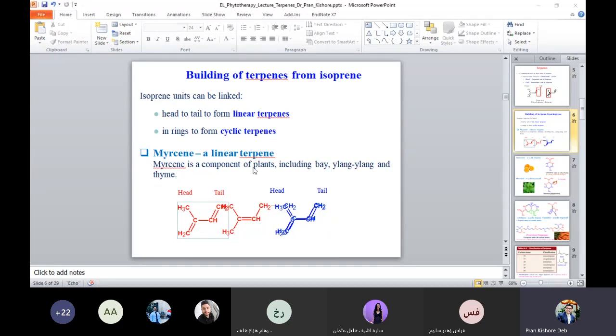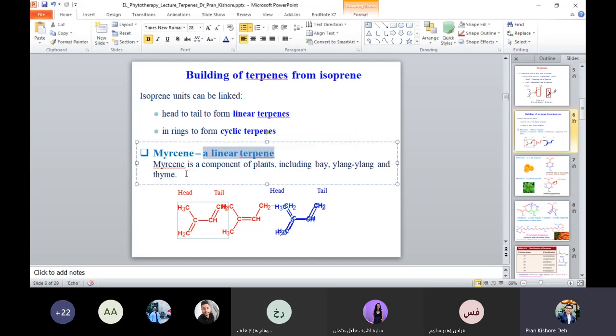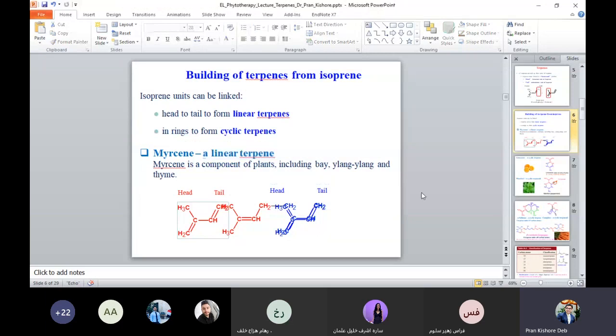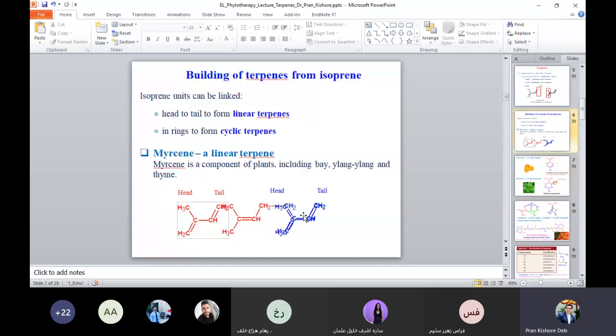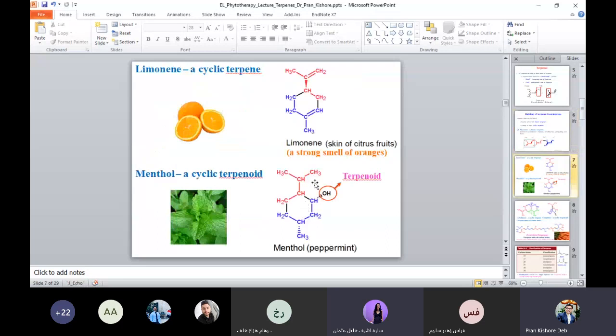Here I generally show an animation of myrcene, which is an example of linear terpene. Myrcene is a component of plants including bay, ylang-ylang, and thyme. So it combines with each other to form a linear terpene. Excuse me, since in Microsoft Teams I'm not able to show you the animation. This is one of the negative features. Now I go to a different example.